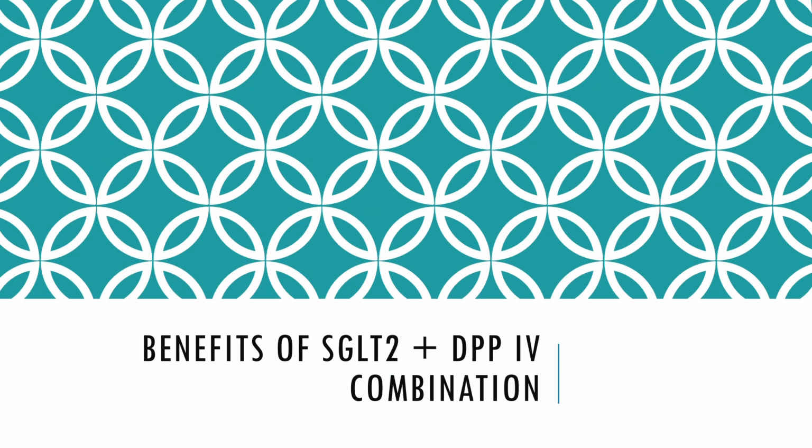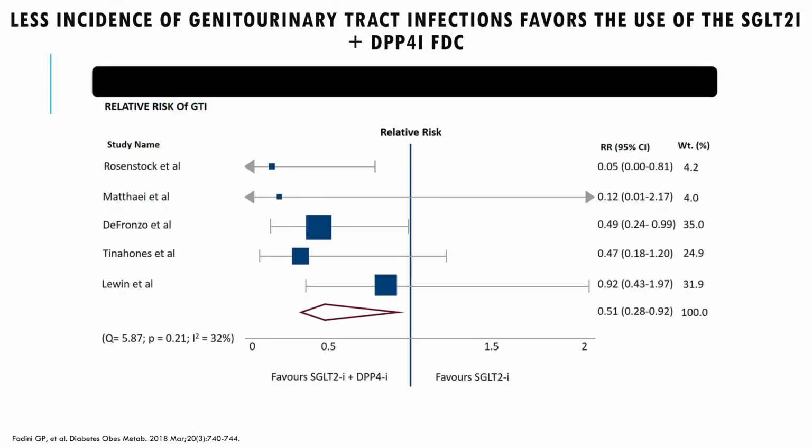We already discussed some of the benefits of the SGLT2 with DPP4 combination, but this benefit I specifically want to talk to you about. This is a meta-analysis by Fedini, which looked at the risk of developing genitourinary tract infection in patients on SGLT2. And what they found was that patients on SGLT2 with a DPP4 inhibitor have less risk of genital tract infection compared to patients on an SGLT2 inhibitor alone, right?